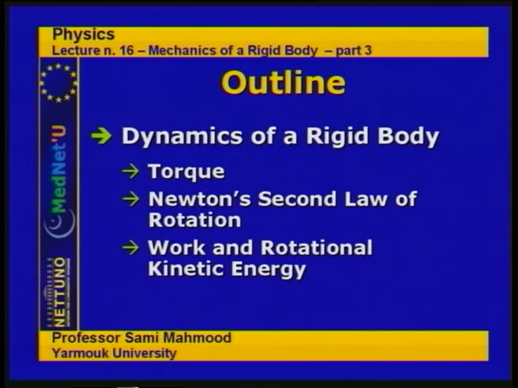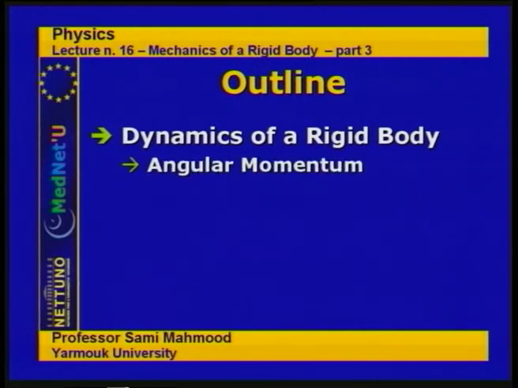Then we will be relating the work done by a torque in rotating an object and the kinetic energy of rotation of that rotating object. We will, after that, define another dynamical quantity for the rotating object, which is the angular momentum. We will state Newton's second law of rotation in its most general form in terms of the angular momentum, rate of change.